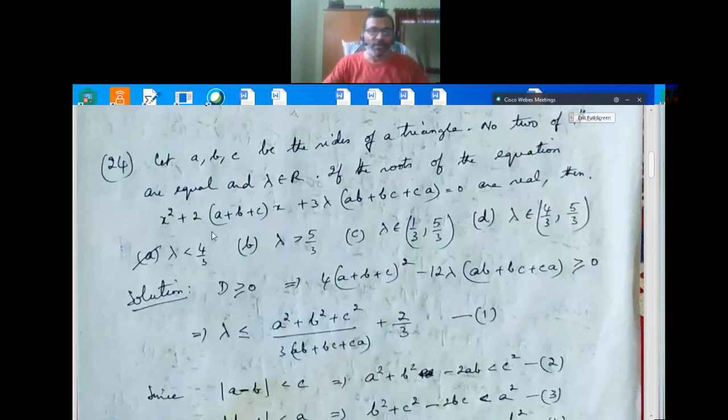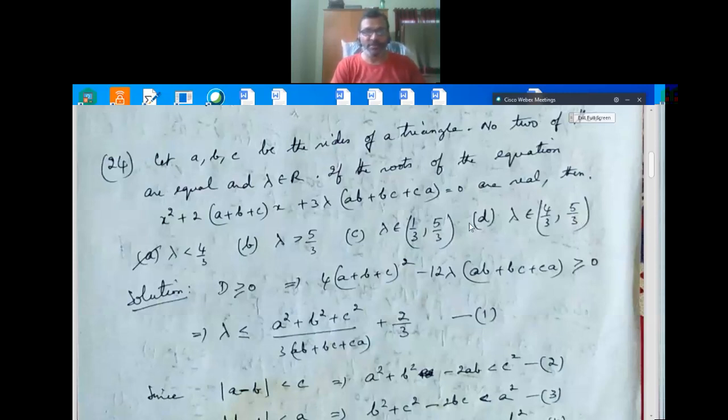If the roots of the equation x² + 2(a + b + c)x + 3λ(ab + bc + ca) = 0 are real, then: lambda is less than 4/3, lambda is greater than 5/3, lambda belongs to (1/3, 5/3), and lambda belongs to (4/3, 5/3).